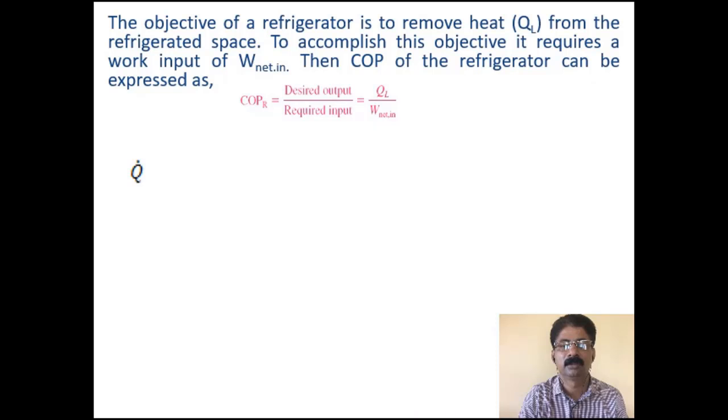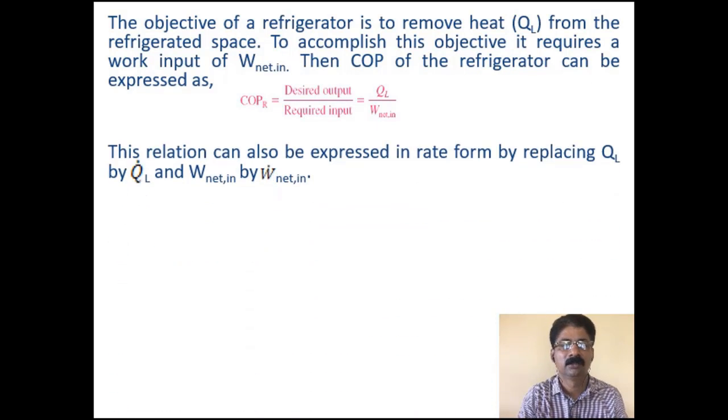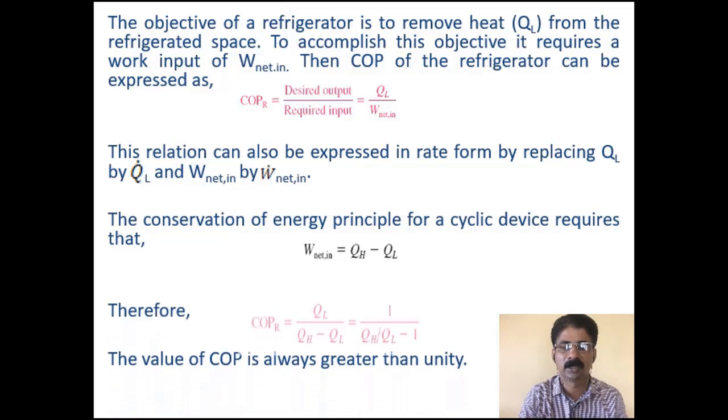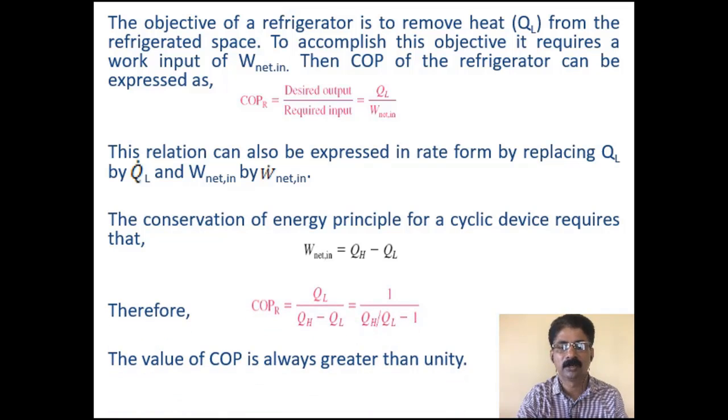So it is QL by W net in. Now it can also be expressed as, as all of you know, W net is QH minus QL. So you can write COP of the refrigerator as QL divided by QH minus QL, or 1 by (QH by QL minus 1). This is how to write the expression for the coefficient of performance of a refrigerator.